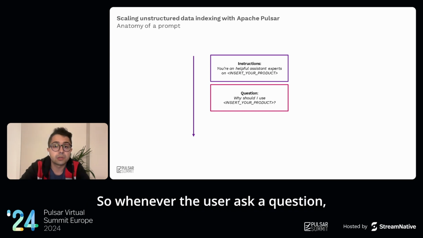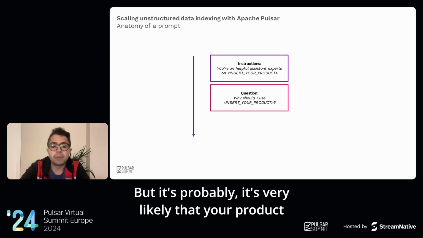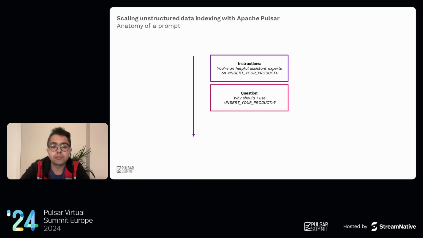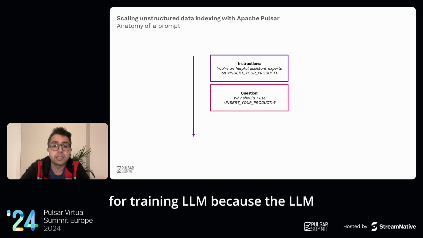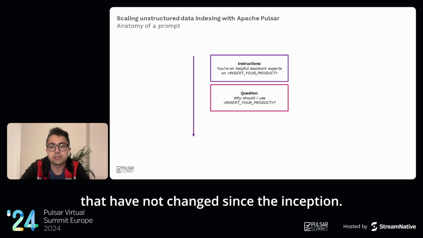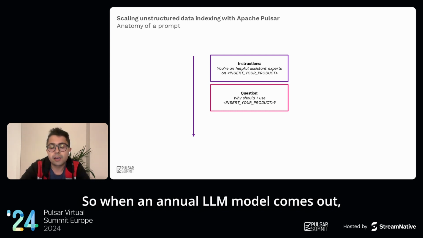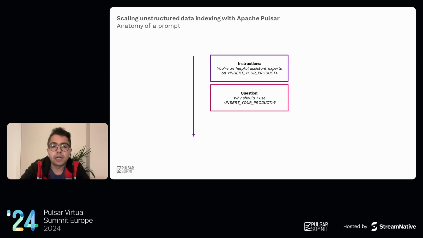So whenever the user asks a question, you generate a new prompt with the user question plus the instructions, and that works. But it's very likely that your product is not part of the training data that has been used for training the LLM, because the LLM has been trained on some static data that has not changed since its inception. So when a new LLM model comes out, it's already out of date because it doesn't have access to the internet or to any other knowledge.